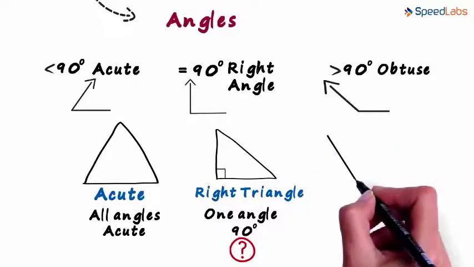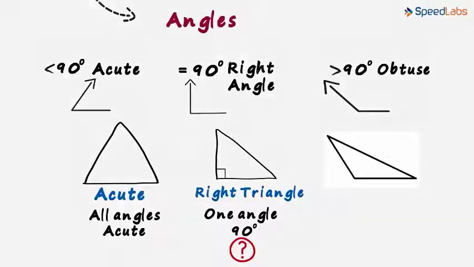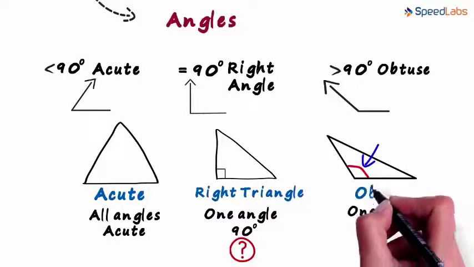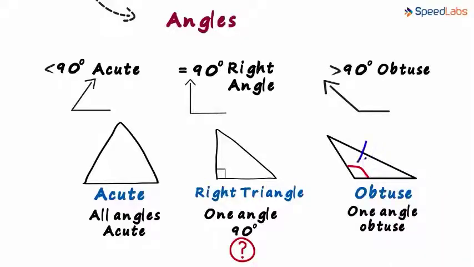The third kind of triangle looks a bit like this. If you observe carefully, you will see that just one angle is obtuse. A triangle in which one angle is obtuse is called an obtuse-angled triangle. This angle in the triangle is greater than 90 degrees, which makes it obtuse.